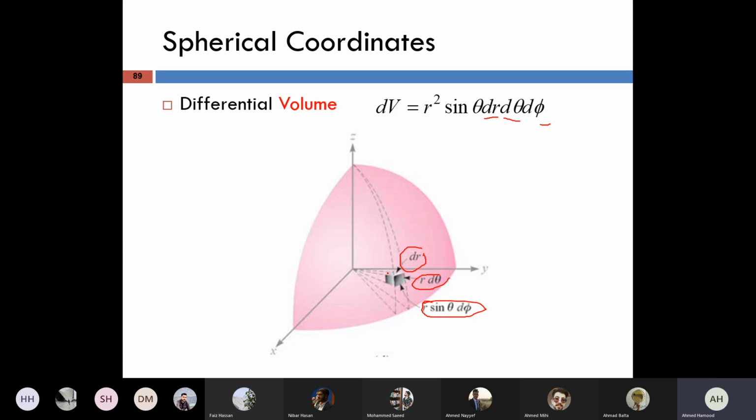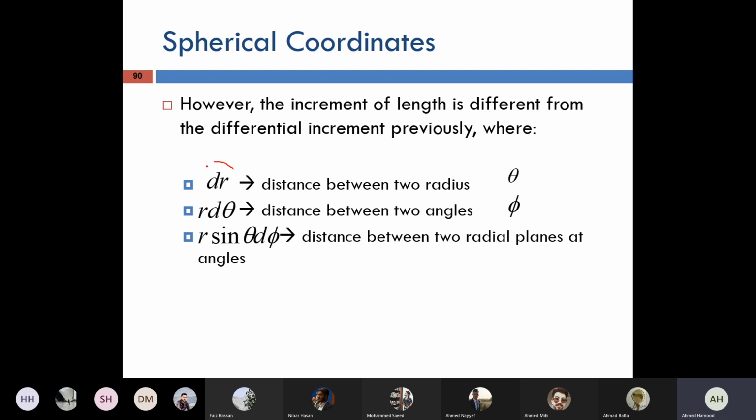So we can see also the increasing of length is different from the differential increment, where we can see the derivative of r, which is between the two radii, and also the derivative of theta multiplied by r, which is a distance between two angles. Also we can see the third part, r sine theta derivative of phi, which is also the distance between two radial planes at angles.